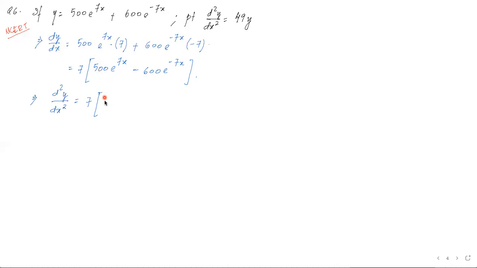So 500 will come again as it is. The derivative of e power 7x will be e power 7x, and along with it, differentiating 7x we will get 7. As in, what I need to write is 500 into e to the power 7x into 7 as per the chain rule, minus. This is once again 600 e to the power minus 7x and the derivative of minus 7x will be minus 7. This big bracket closes.